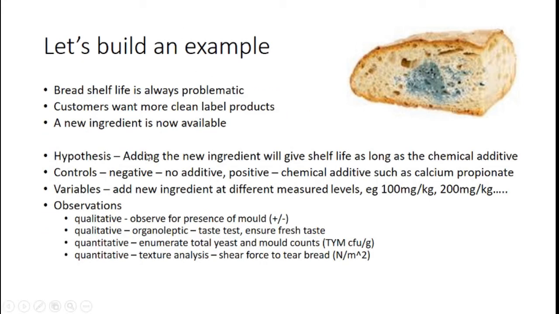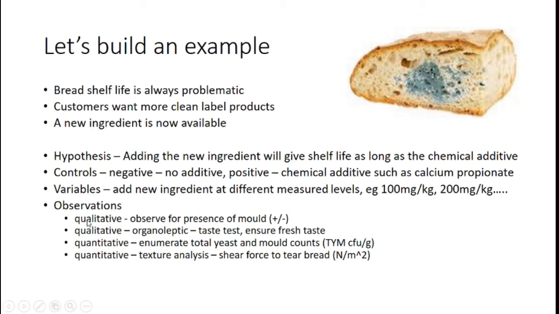So our hypothesis: adding the new ingredient will give shelf life as long as the chemical additive used before. Our negative: no additive. Positive: using chemical additives such as calcium propionate. Variables: add the new ingredient at different measured levels. And as we mentioned, these levels are going to be relative to the regulatory levels recommended in your jurisdiction, Division 16, Food and Drugs Regulation in Canada.